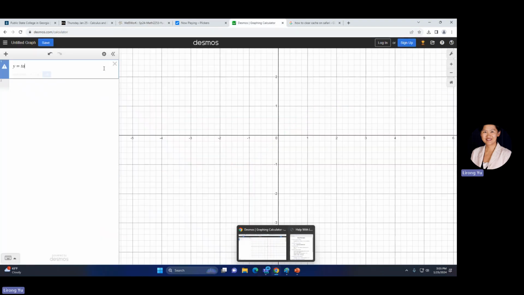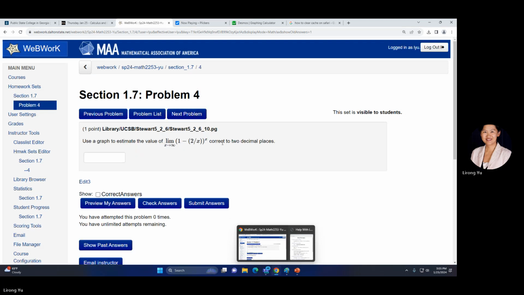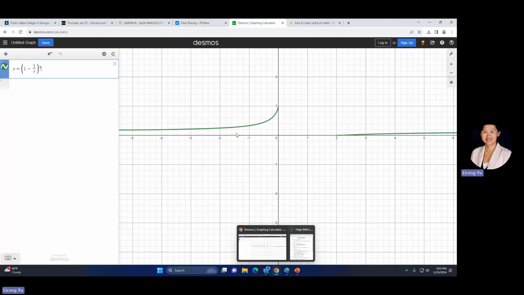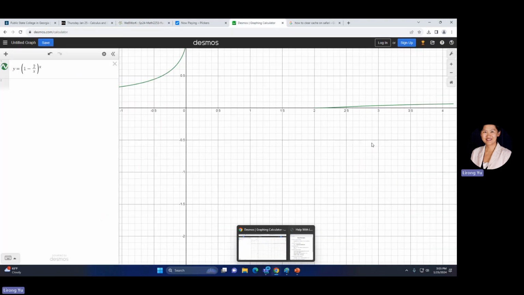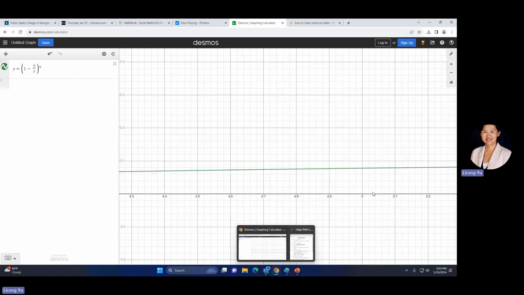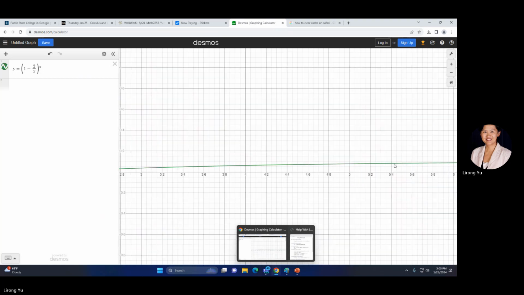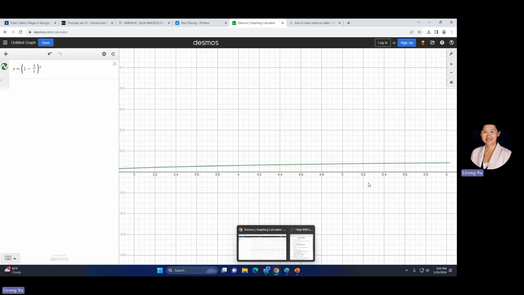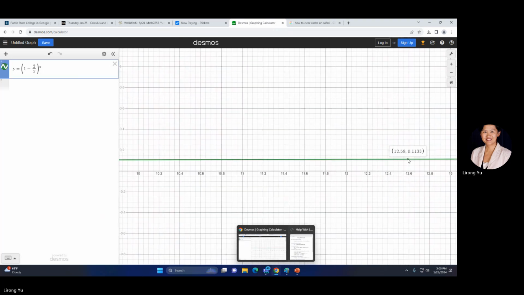Graph that function, which is 1 minus 2 over x, to the power of x. You want to find the limit at infinity. Okay, a little hard to tell. Right, so I'm trying to see what's going on when x is really large.